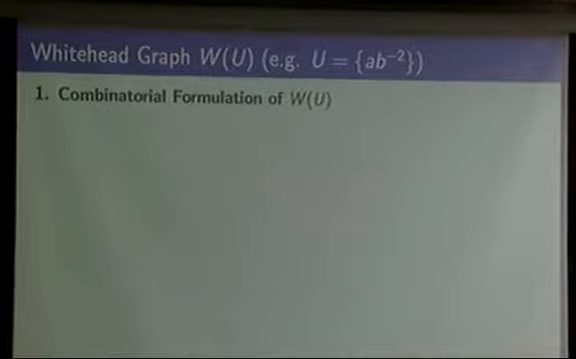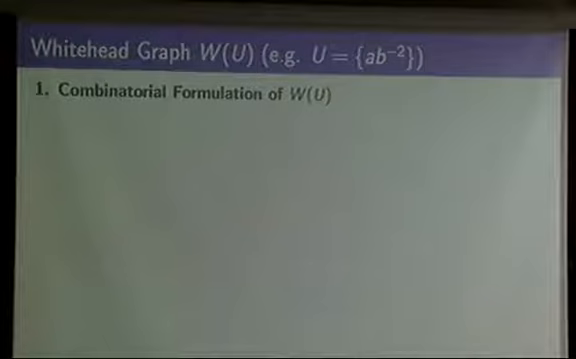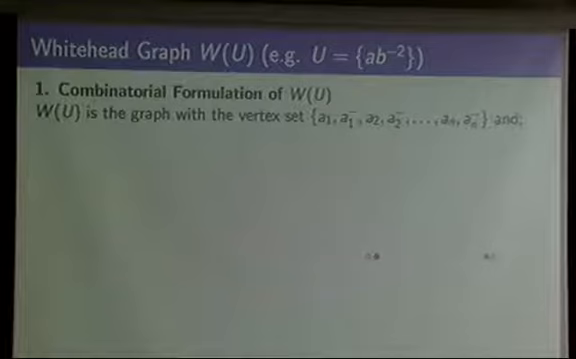And probably I won't have time to go to the definition of the Whitehead graph. It is a very combinatorial way of representing a set of words or a word in a free group. There is a combinatorial definition, although the Whitehead graph itself is very much motivated by J.H.C. Whitehead in the 30s to study basic automorphisms of free groups. Well, let me give you just the definition of it, which is just two lines. Given a set of words, say U, the Whitehead graph consists of vertices that are plus and minus of the generators.